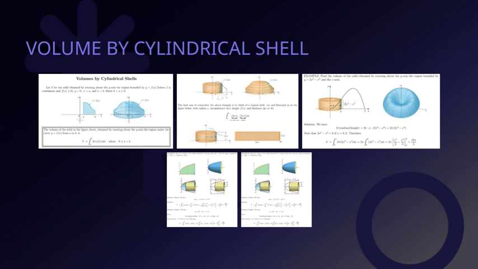The formula takes into account the circumference of each shell, which is 2 pi times the radius, multiplied by its height and the thickness. This method is particularly useful when the typical disk or washer methods become complicated, especially with certain functions or regions. It allows us to set up the integral in a way that's more straightforward for some problems. In the context of our overall presentation, understanding the cylindrical shell method broadens our toolkit for solving volume problems. It highlights how different techniques can be applied depending on the shape and the axis of revolution, ultimately giving us more flexibility and power in our calculations.